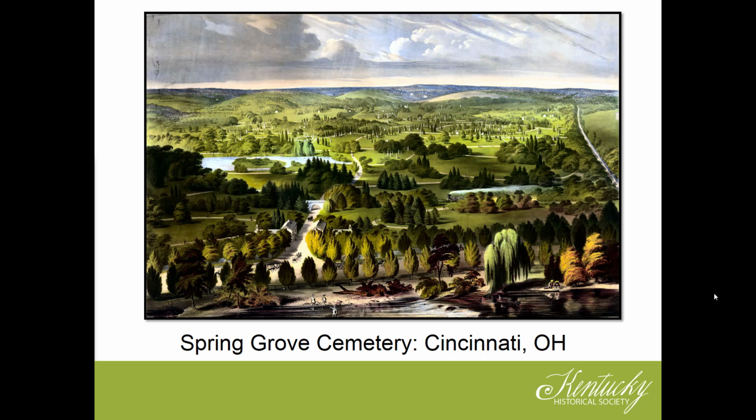This is a grand example of that park-like pastoral setting that was being designed in the mid-19th century. This is from Spring Grove Cemetery in Cincinnati, Ohio. But as you can see, all the trees are very orderly, almost a formal garden-like setting. And yet, it's not quite formal. You don't have a lot of geometric patterns. You've got more undulating pathways that kind of follow the natural curvature of the land.